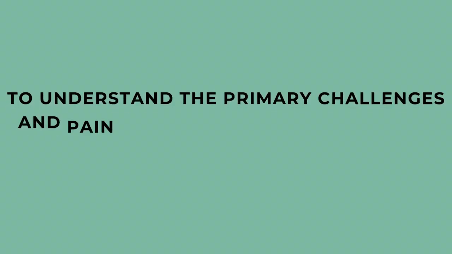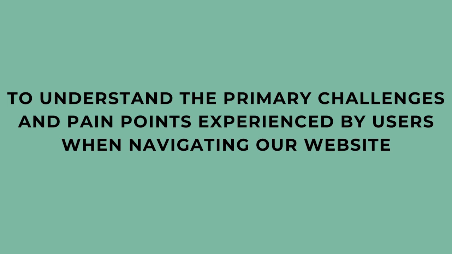An example of an objective statement is to understand the primary challenges and pain points experienced by users when navigating our website. By forming your objective statement in this way, it gets you thinking about the different questions that you can ask in order to get a full answer to your objective. You can't just get the answer to this objective by asking one question. You have to approach it from multiple different angles. This will help you in choosing what questions to include in your discussion guide.